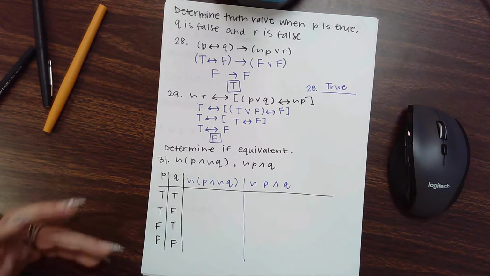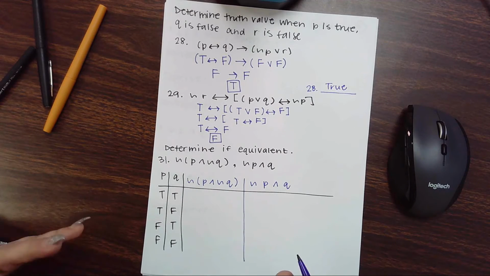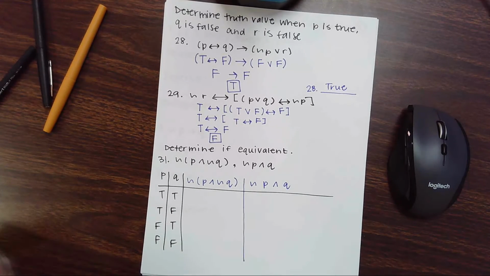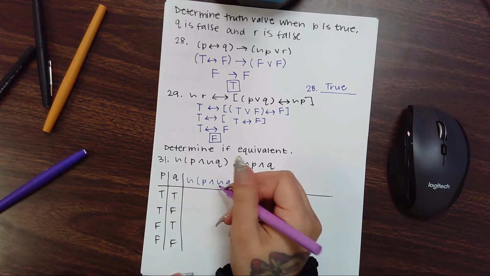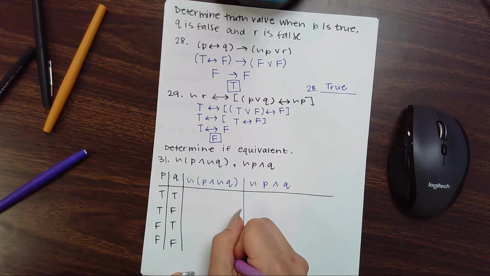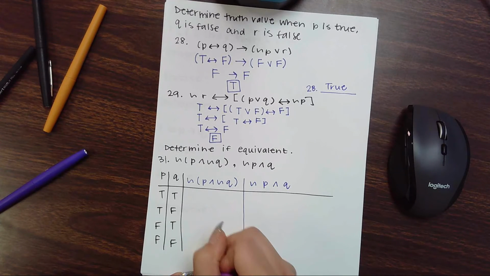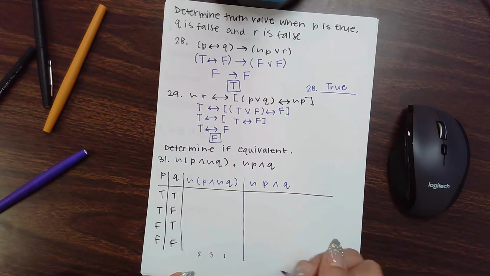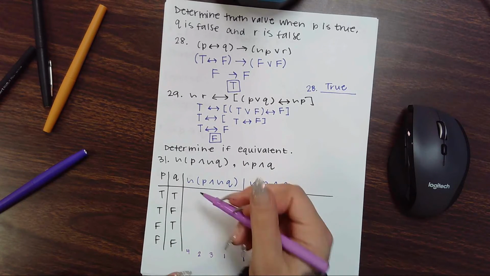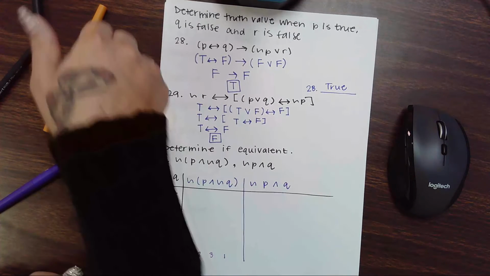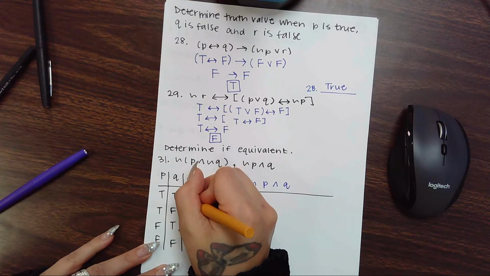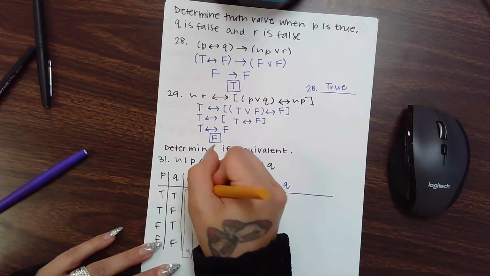Do they match? That's what you're looking for. Okay, so left statement, what I'm going to do is work within my parentheses. I'm going to negate my Q, copy my P, take their conjunction, and then negate. This right here, the last step of work that I do, that'll be the answer column.